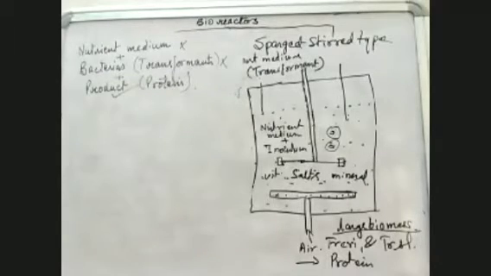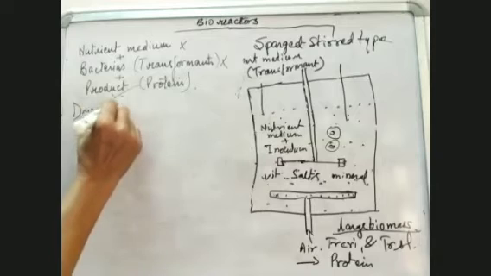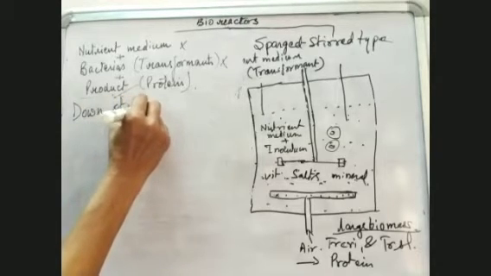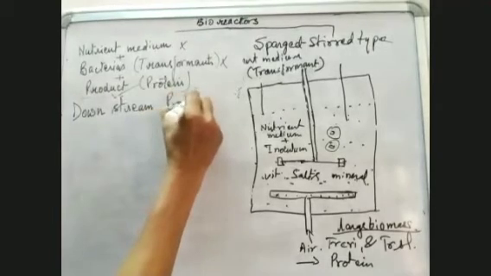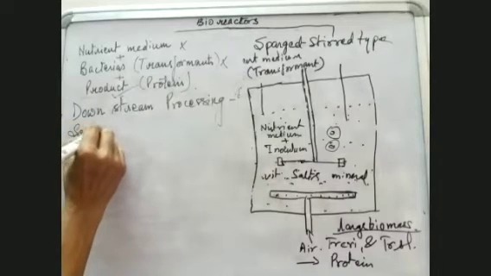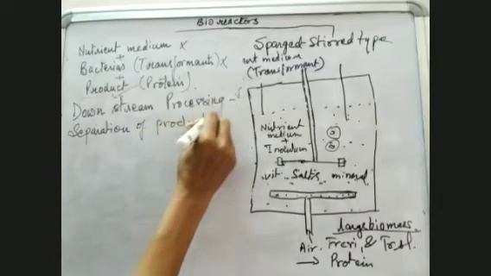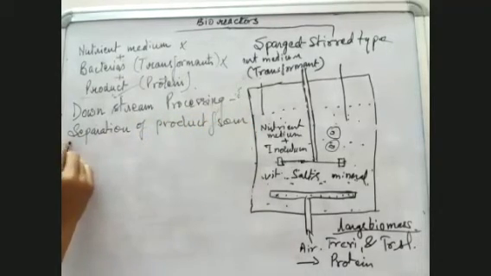Now, how is this product taken out of the solution, out of the bioreactor? There is an outlet from where this is taken out. And finally, this process by which the product is separated is given a term, and that term is downstream processing. So downstream processing is separation of product from nutrient medium and bacteria.